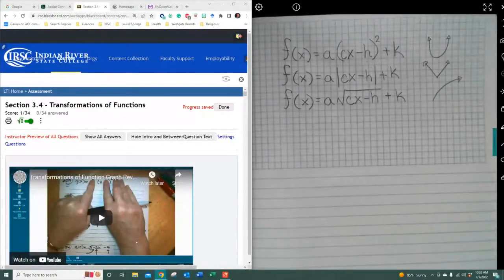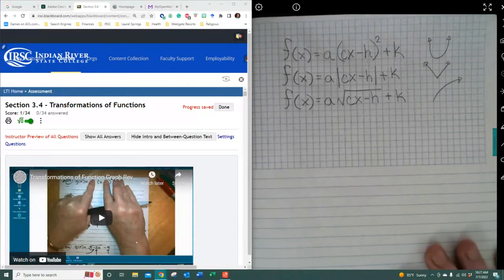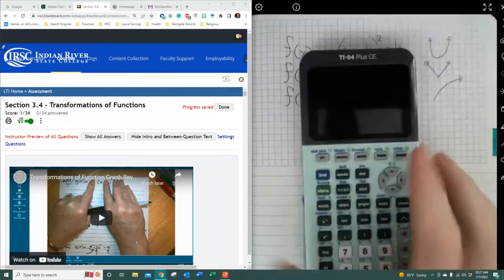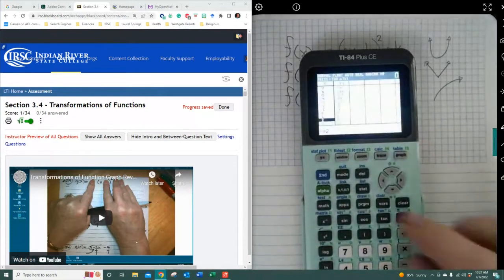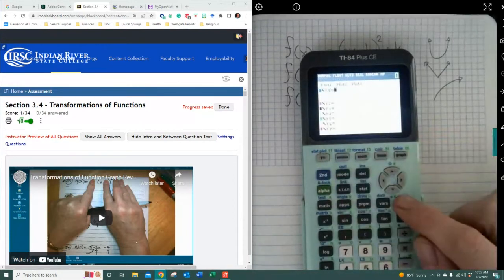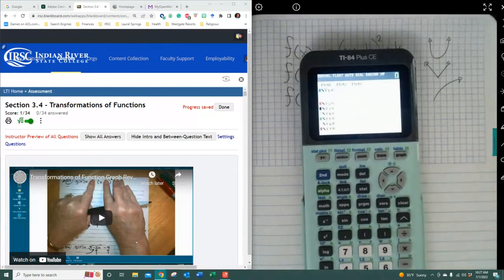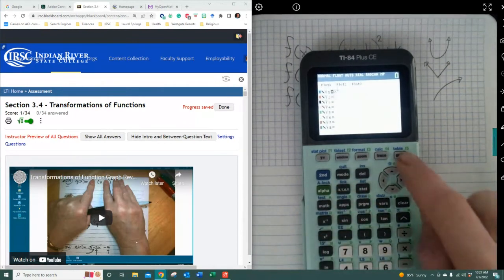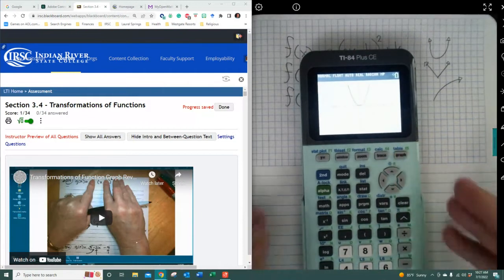All right, now this section is going to address section 3.4, transformations of functions. Now, what I have written here is just an overview of some things that you need to start to focus on. But you have the ability to take your graphing calculator and do your common functions, what we call parent functions, on the graphing calculator. For example, take x to the second power and see what that looks like. All right, so we have the graph.